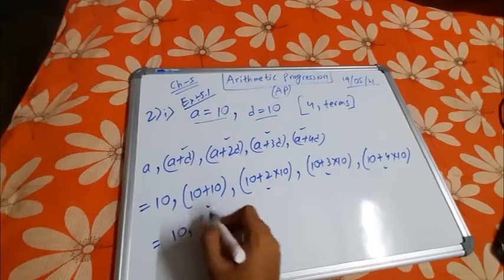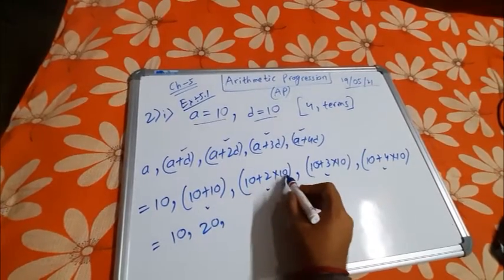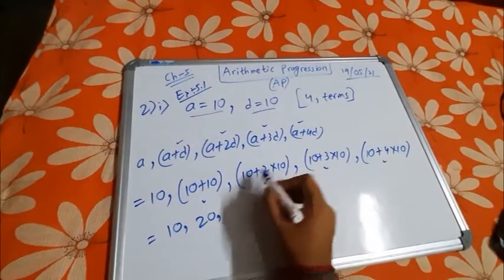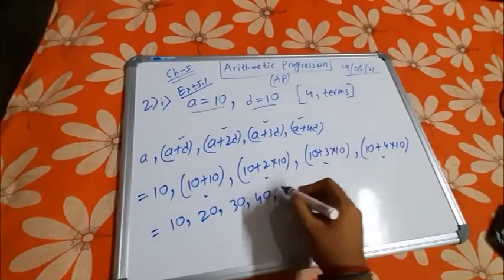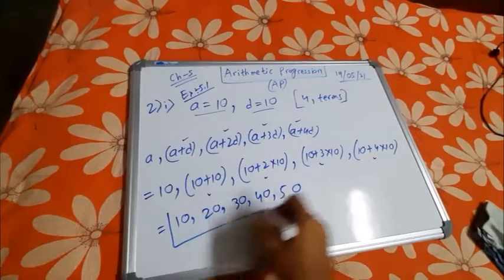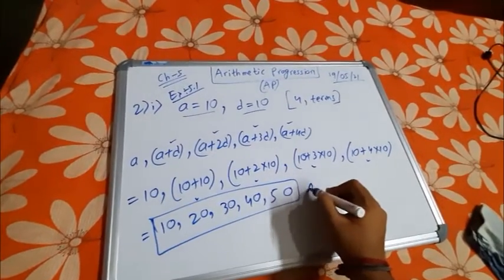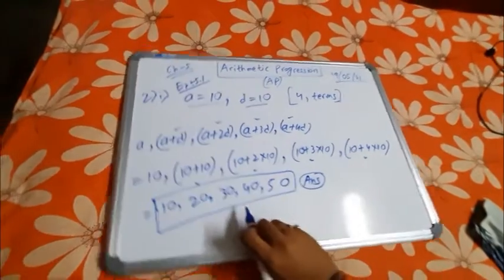10 over here it will come as 20. Now it will come as 2 into 10 is 20 plus 10, 30. This will come as 40. That will come as 50. Now this is your series. This is your required series.